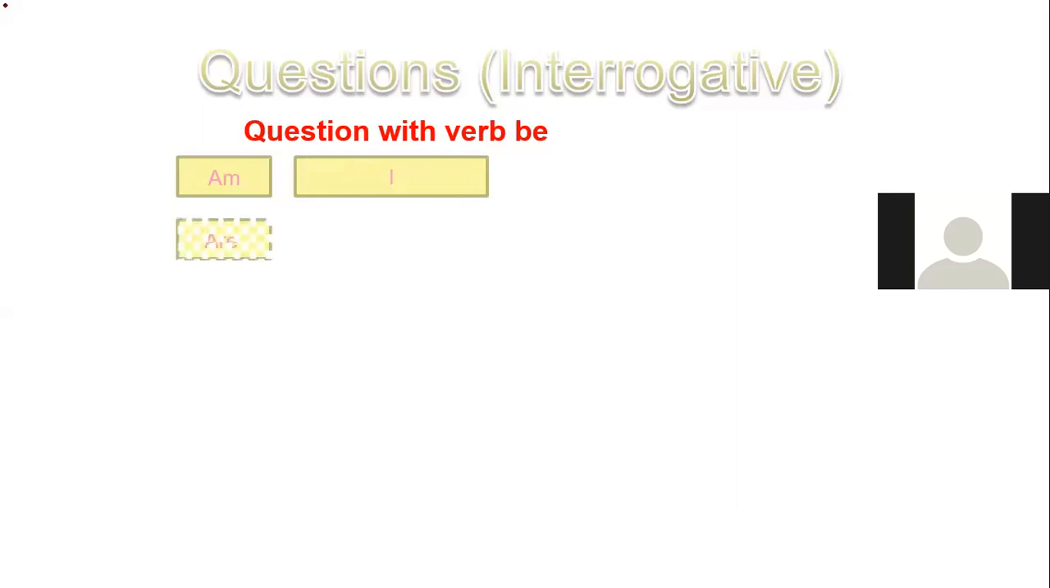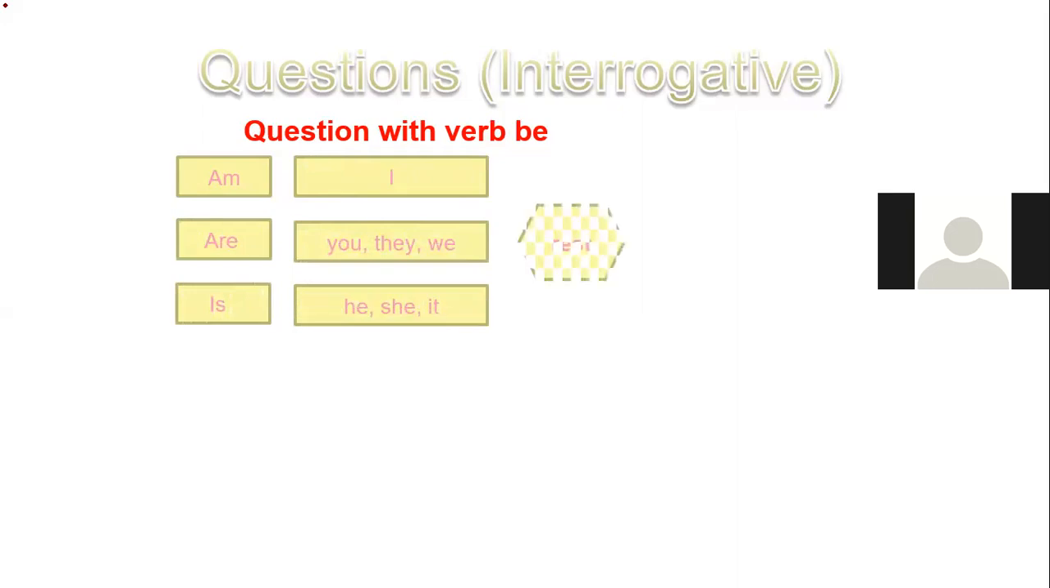Okay? What if I have a verb to be in this sentence and I want to form a yes/no question? I start with the verb to be. I don't use do or does with the verb to be. I just start with the verb to be. Example, am I, are you, are they, are we with the rest of the sentence. Is he, is she, is it, with the rest of the sentence.